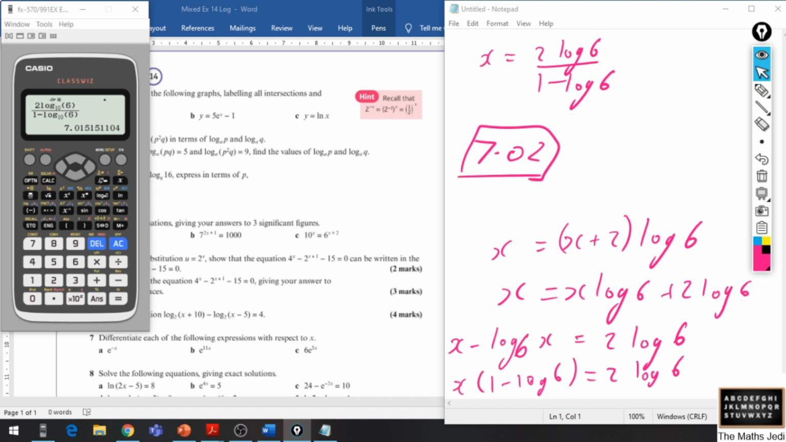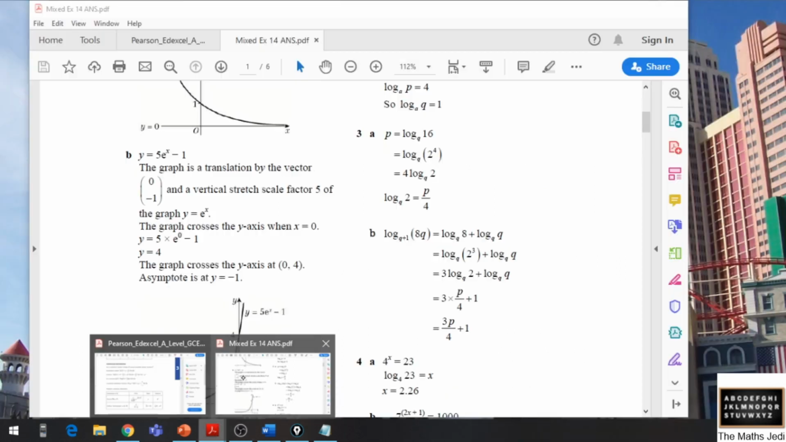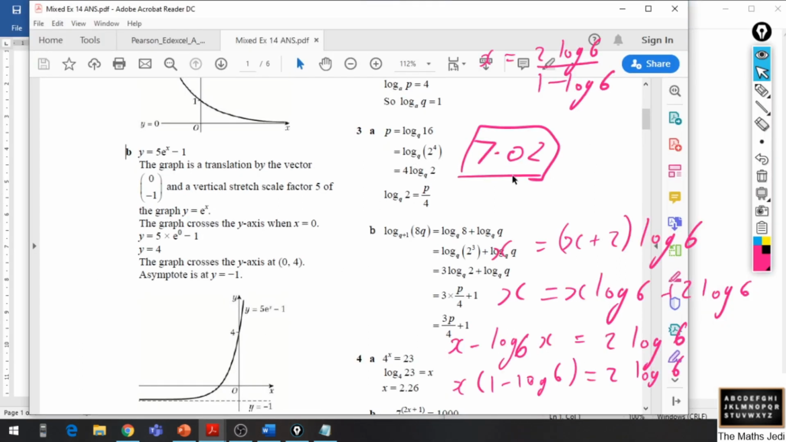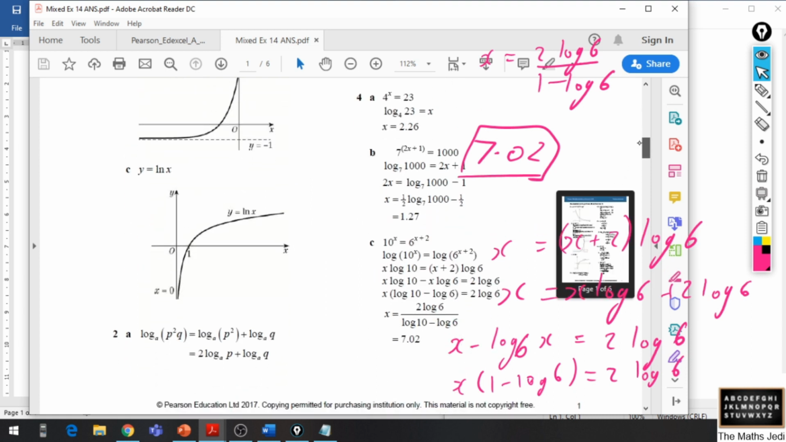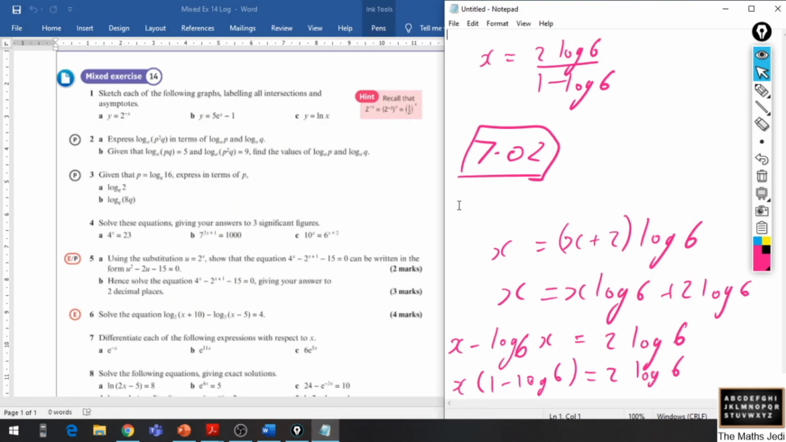Okay, we're just going to check the answers. I didn't check the answers in the previous question. Let's do that real quick. So let's have a look. Oh, that's handy. So quarter p, that's the previous question. 3/4 p plus 1, there's the previous one. And then question 4, we're just going to look at part C, 7.02, you can see it there. So absolutely fine, 7.02, so no problem.